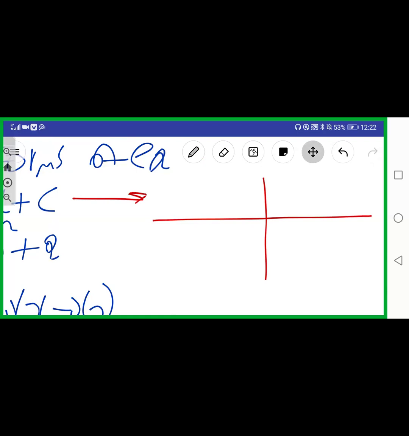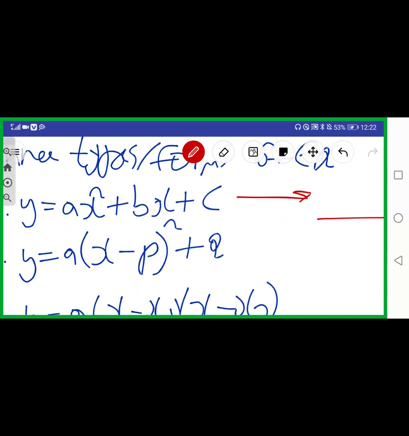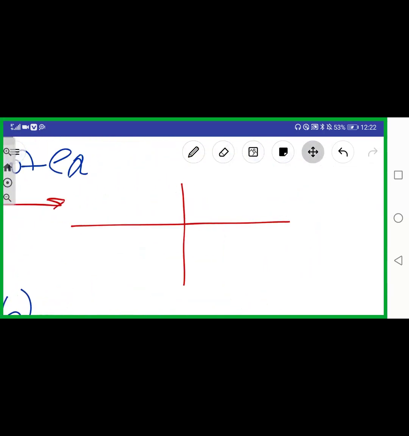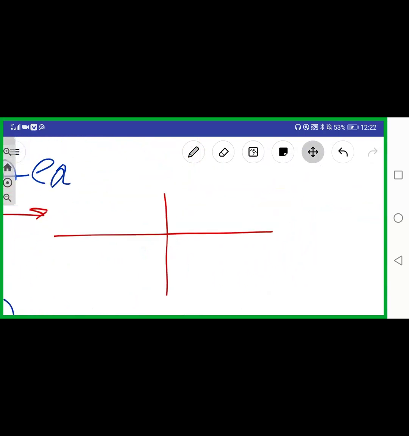For example, should they say find the values of a, b, and c, you cannot use that equation if we are going to give you a graph that has the turning point. Absolutely no. So I want you to learn the type of graph and the type of equation provided.